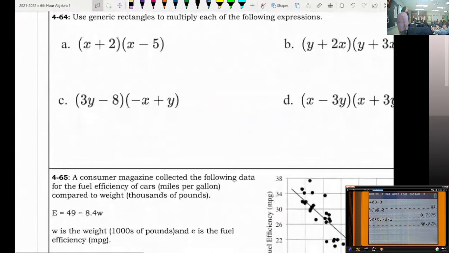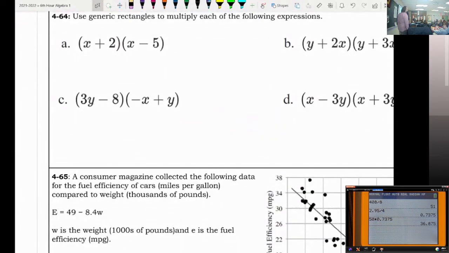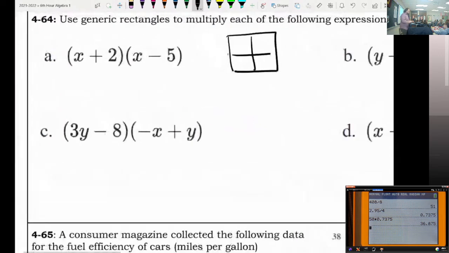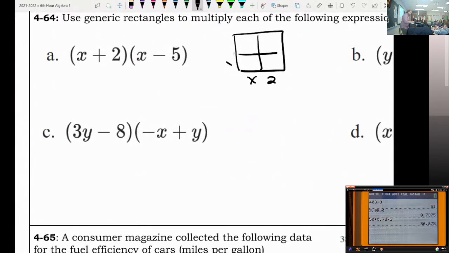464, we're going to use generic rectangles or not to multiply these things together. Hopefully we don't get interrupted by the bell. We'll see how long this takes us. Again, if you haven't used a generic rectangle in a while, it might be useful to set one up for at least problem A. We got x plus 2 and x minus 5 here.